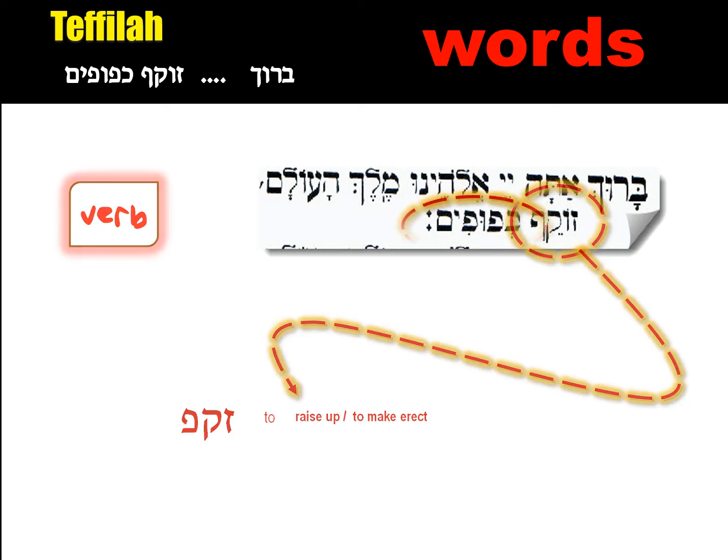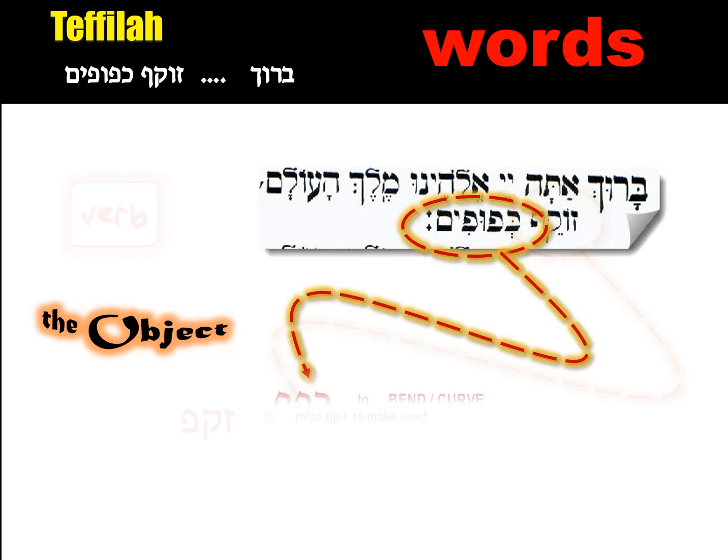The noun object that the Zokef acts upon, Kefoofim, has a shoresh of Chaf Pei Pei, to bend, to curve, to be bowed down, to be made submissive, which is linked to the act of forcing something or someone, compelling someone to do something that they normally do not wish to do.